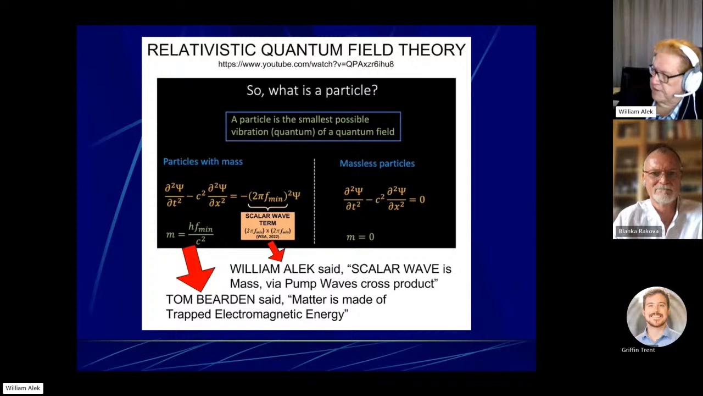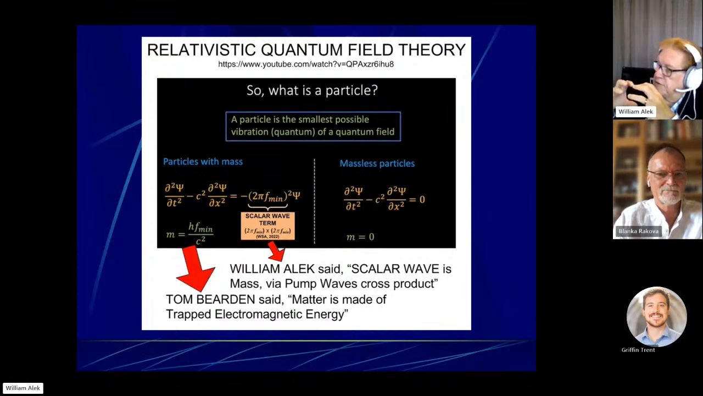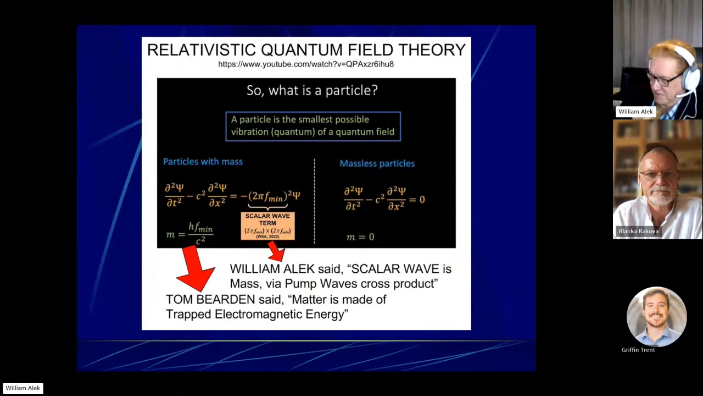And so that's what mass does. It produces a scalar wave, which in turn produces a gravitational wave. A longitudinal wave comes out of this. And it fits what Tom Bearden spoke about back then, that matter is made of trapped electromagnetic energy. So you have two photons rotating, trapped, and producing the scalar wave component. And that's what gives you gravity, a very weak force, but it's not zero. I just want to emphasize that it's not zero.